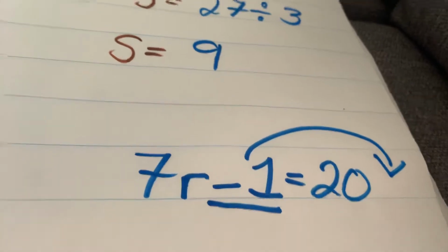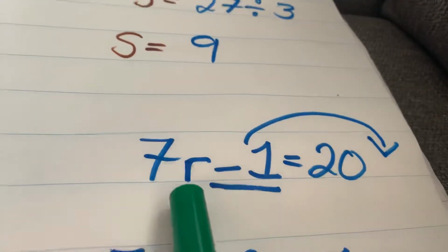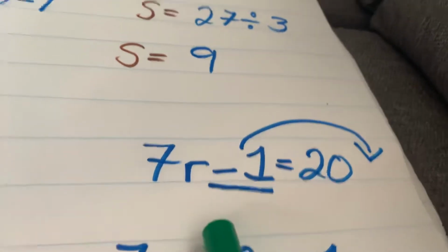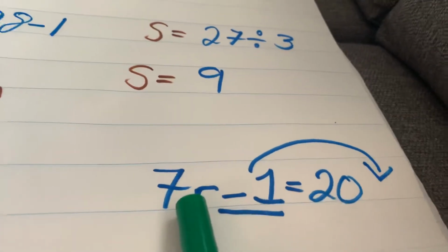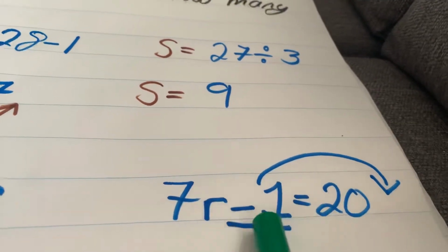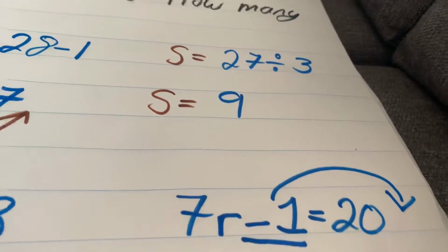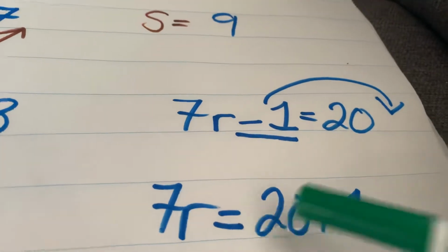7r minus 1 equals 20. So in a perfect world, I want to get this r by itself. So I have to get rid of the 7. I have to move the 7 and I have to move the minus 1. Well, because the 7 is attached to the r, I can't move it just yet. So I need to move this minus 1 first. When I move the minus 1, it changes operations. So that gives me 7r equals 20 plus 1.